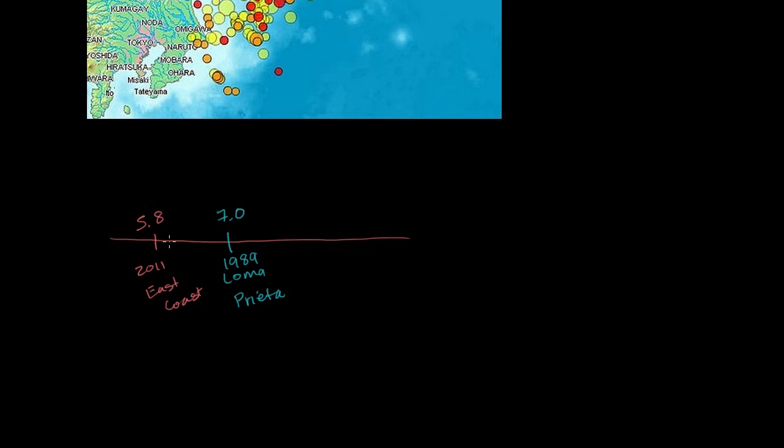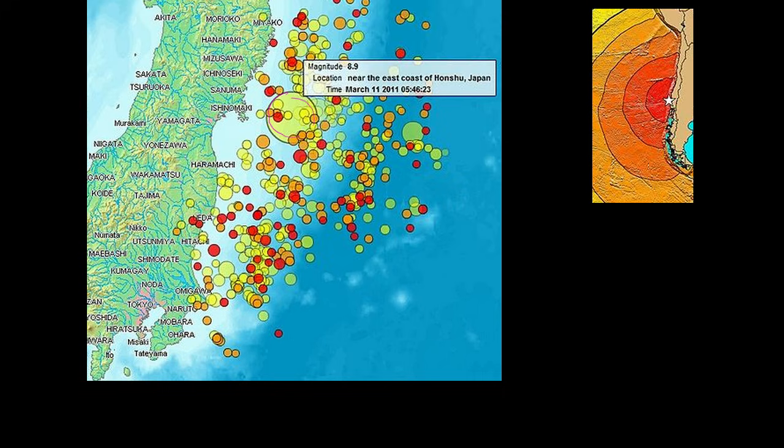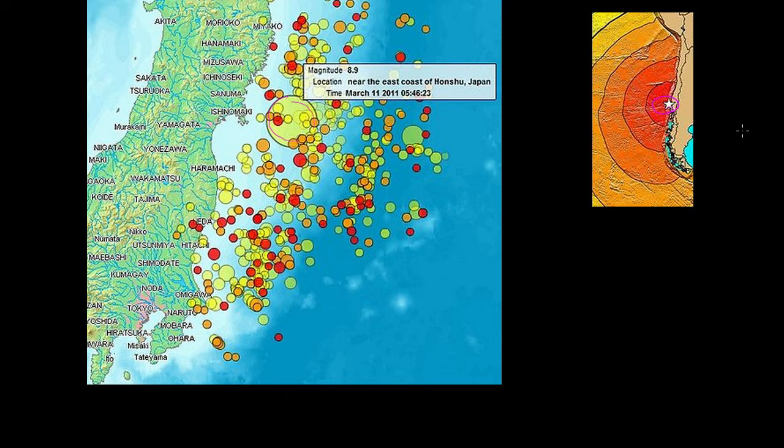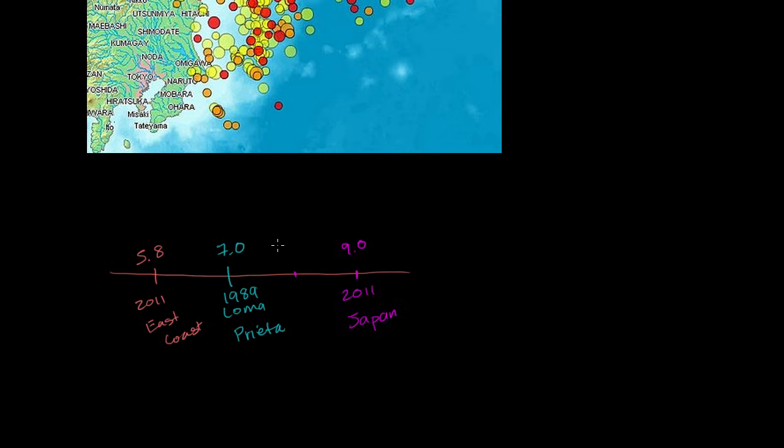So let's say this is almost 6, and this would be 7. Then an 8 would get us right over there. So a 9.0 is right over there. So this is 2011, the earthquake in Japan, the Tohoku earthquake. And then the largest earthquake ever recorded was the Great Chilean Earthquake in 1960, and that was a 9.5. So 9.5 would stick us right over here. And this is the 1960 earthquake in Chile.